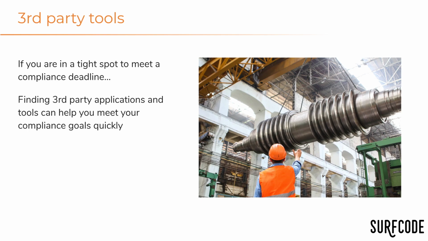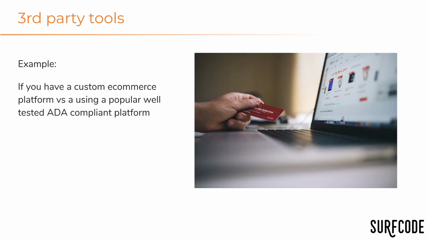Third-party tools. If you're in a tight spot and you need to meet a compliance deadline, or if you have somewhat limited budget, finding third-party applications can really help you meet compliance goals quickly and can do them really well. So, for example, if you have an e-commerce platform and it's a custom e-commerce platform, you might have to spend a lot of time to get that e-commerce platform ADA compliant. Not only each page, but the interactions between each page. There's a lot of complex logic that might need to be dealt with.